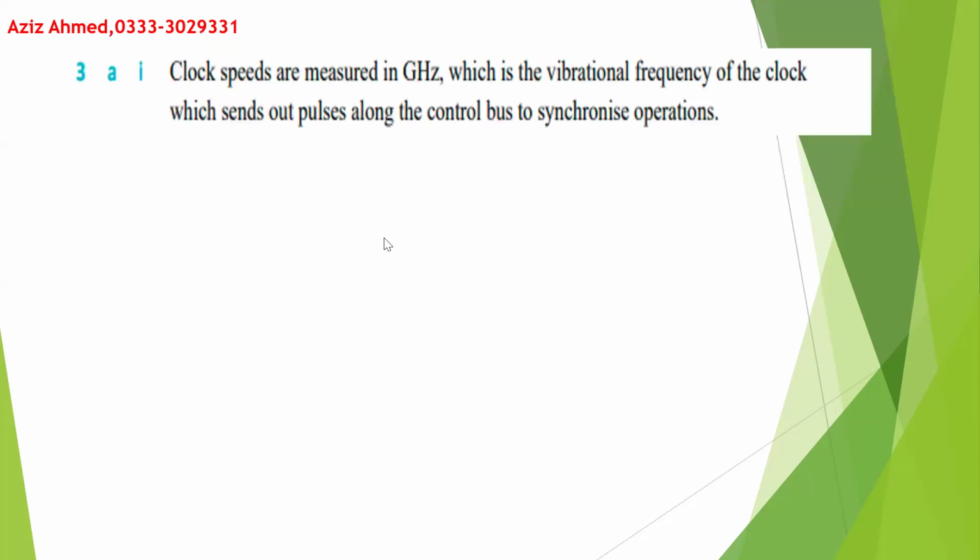Here you can see clock speeds are measured in gigahertz, which is the vibrational frequency of a clock, which sends out pulses along the control bus to synchronize operations. So every part of the computer must know the clock cycle. Clock speed is measured in gigahertz.